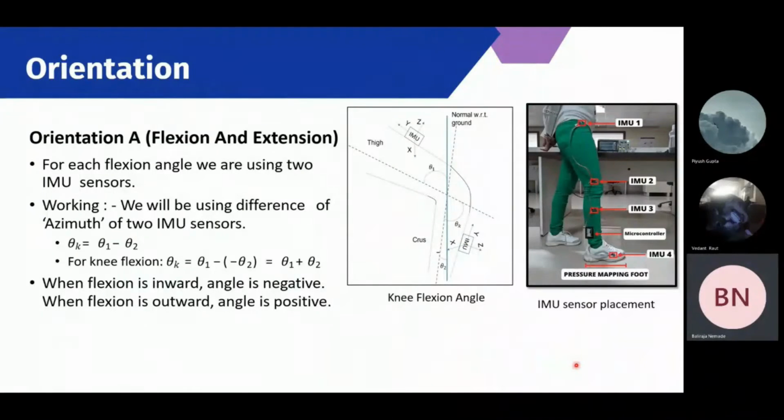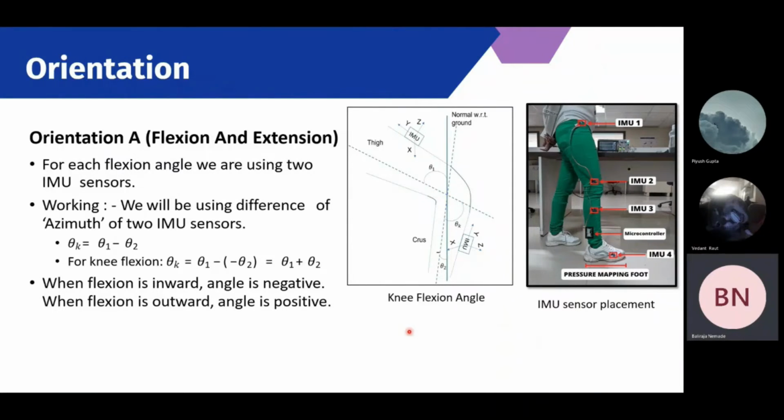The next parameter to calculate is the orientation. The orientation is divided into two parts. First is the flexion and extension part. For each flexion and extension, we are using two IMU sensors. So let's say we have to find flexion extension of the knee, we are using IMU2 and IMU3 to find this angle. Each angle will give us three parameters in X, Y, and Z, and we are calculating four angles for each leg.